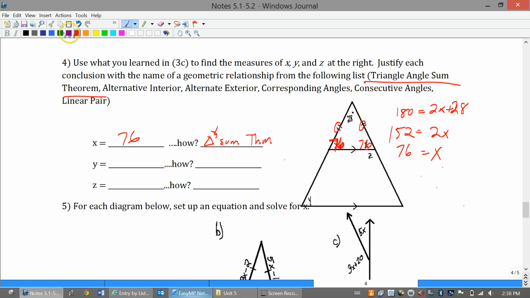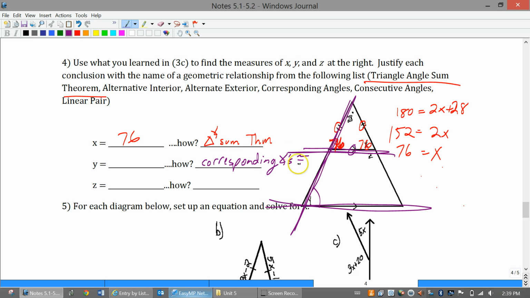Okay. How do we find out what y is? If you notice, I marked right here that there were 2 parallel lines. See the 2 parallel lines? You guys see that this is then a transversal, and y and 76 are corresponding angles. Corresponding angles are congruent, so it's 76.